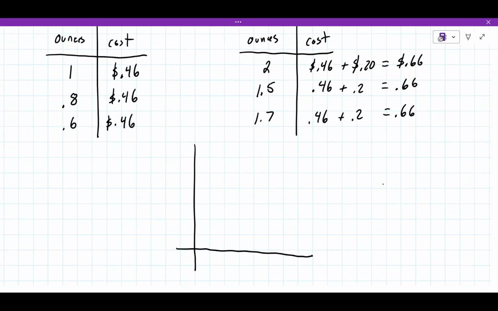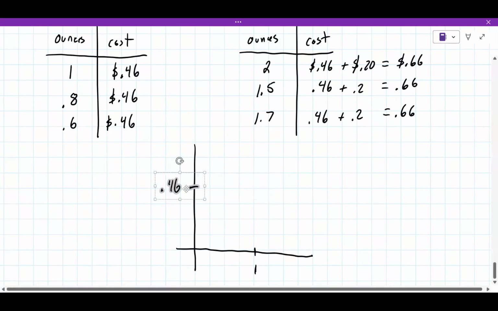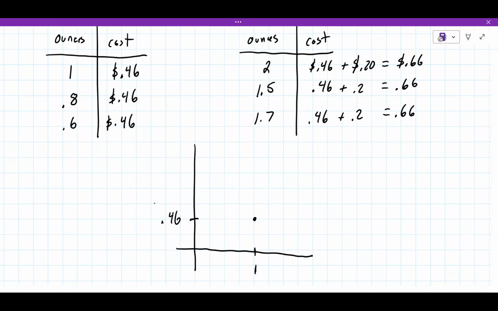Okay, so we're going to make a plot at 1 ounce and 46 cents. We'll call this 1 ounce right there, and we'll call this 0.46. Actually, let me move that down so we have more room for the next one. That's 0.46. Okay, so 1 and 0.46, 0.8 and 0.46, and 0.6 and 0.46. What do you see here? Kind of a step, right? Let's say it's 2 ounces. Well, we know 2 ounces goes up to 0.66. But so is 1.5 and 1.7. What do you see here?